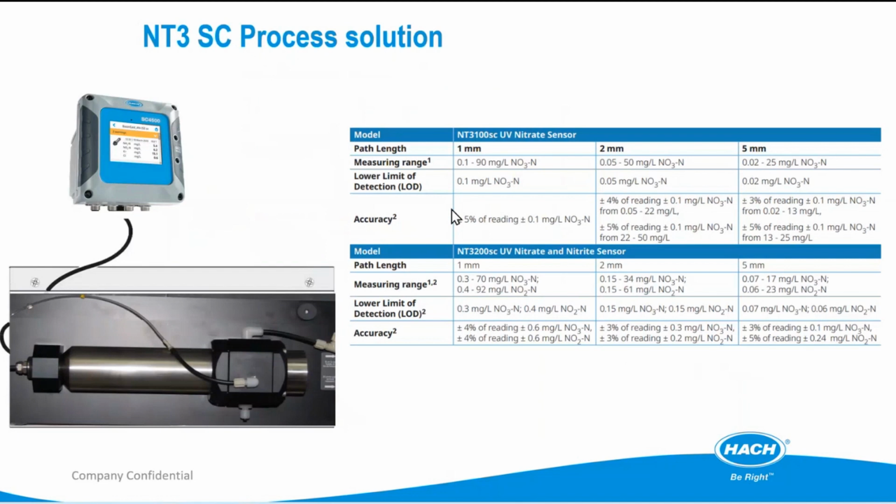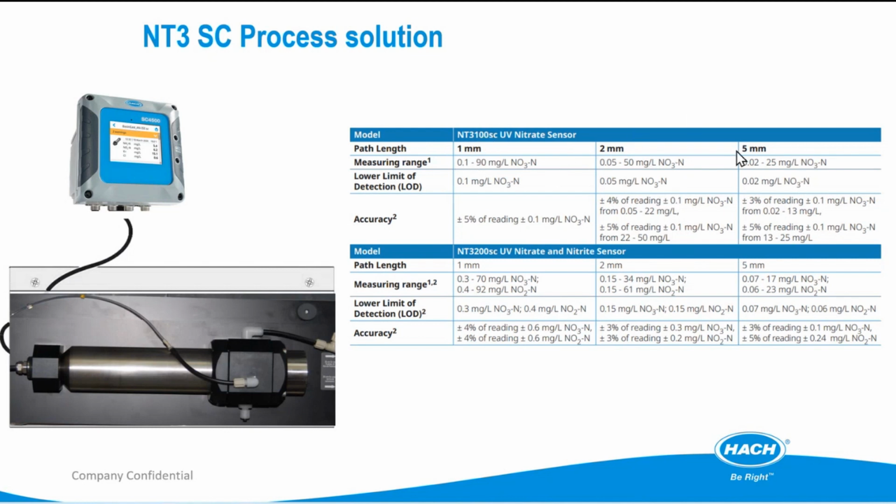For NT3, we have two different options. The NT3100, which can measure only nitrate. We also have the NT3200, which can measure both nitrate and nitrite. And normally this one is used for wastewater. For drinking water, we can use only the NT3100, it will be okay already.